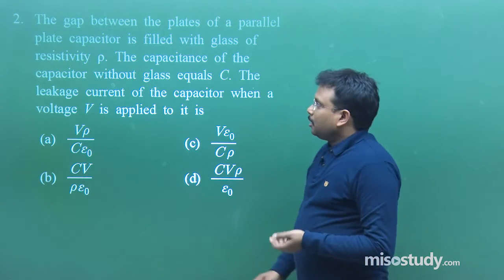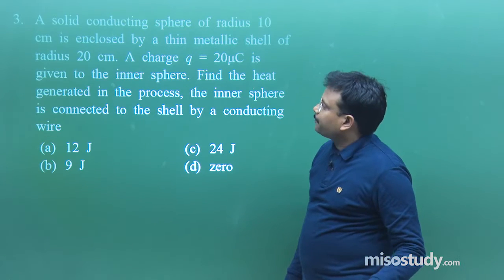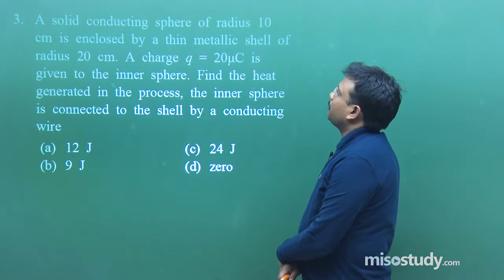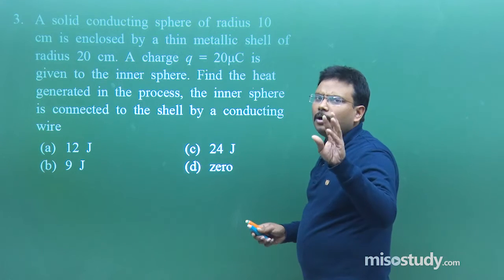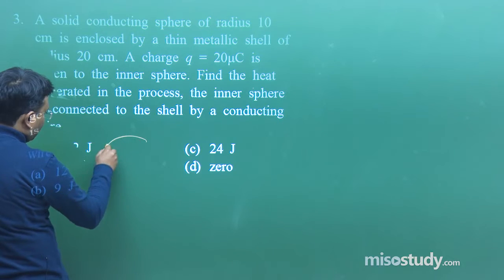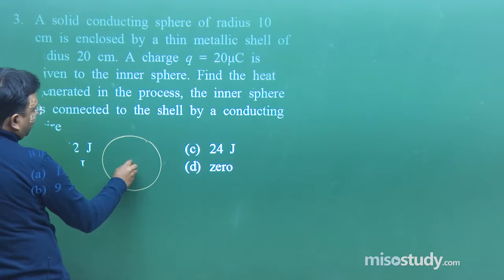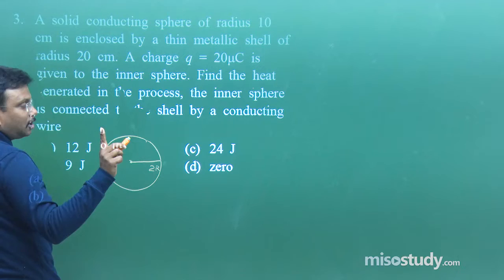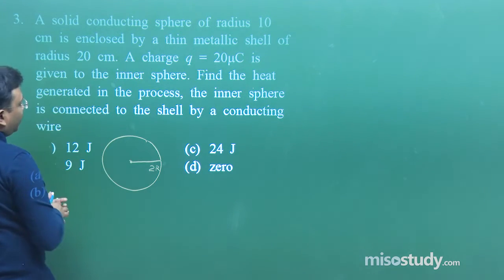Fine. Now let us move to question number 3. A solid conducting sphere of radius 10 centimeter is enclosed by a thin metallic shell of radius 20 centimeter. So I think first I should draw a simple diagram. It is a hollow spherical thin metallic shell of radius, let us say 2r. Why I am considering 2r? Because then I will consider another as r, so it is 20, so that one is going to be 10.